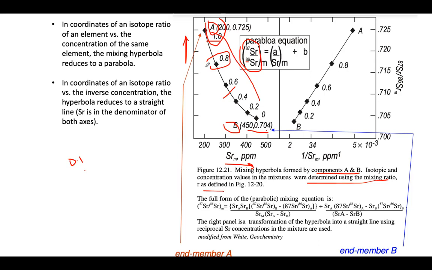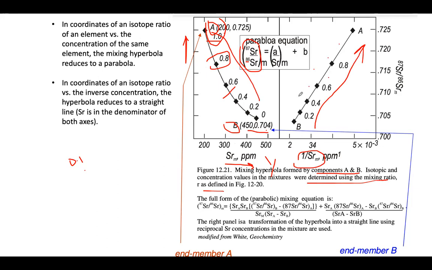So if you want to make this graph easier for your interpretations, what you do is, instead of strontium, you just take the reciprocal of strontium. Okay, 1 over Sr. The strontium ppm value, you make it 1 over that. Then you will come up with a straight line. If you have a straight line, that is much easier for your interpretations, because later on you take your unknown samples and plot your values.